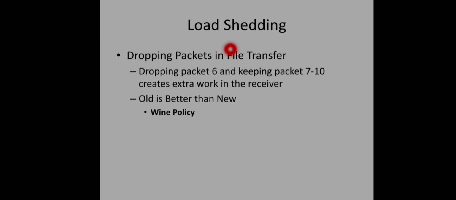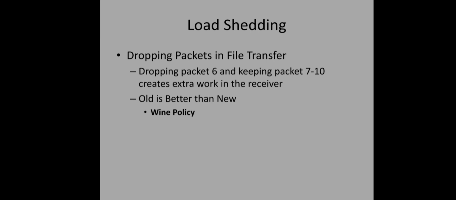This is an example of dropping packets depending on the application: dropping packets in file transfer. In the case of file transfer, an old packet is worth more than a new one. For example, dropping packet 6 and keeping packets 7 to 10 creates some extra work in the receiver, right? Because as you know, in file transfer every packet should be delivered in the proper order. Everything should be there, right? So if we drop packet 6 and keep packets 7 to 10, all these packets should be buffered in the receiver, and it should wait until packet 6 is received later. Then only can it deliver these data packets to the upper layer.